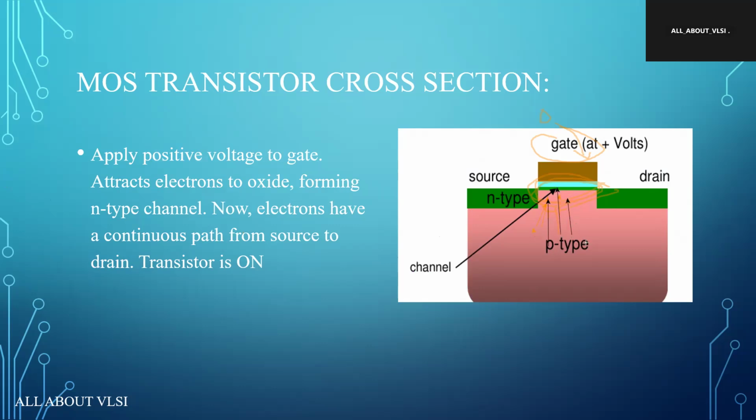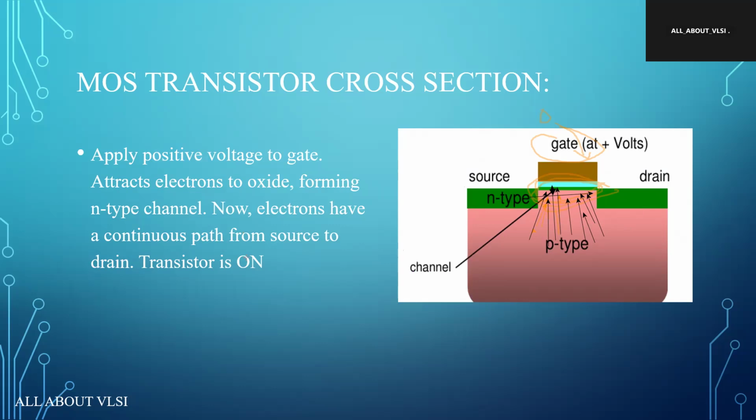When we are applying voltage at the gate, all the electrons are attracted towards the gate in this manner. Okay, so at this stage there is a formation of channel, right? There is a formation of channel here. You observe this channel, right? So there is a path from source to drain. So there is a flow of electrons from source to drain.